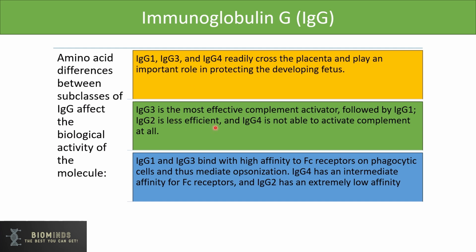Next, IgG3 is the most effective complement activator. What complement is, we have seen in part 2. IgG1 comes after IgG3, IgG2 is less efficient, but IgG4 is not able to activate complement at all. During the phagocytosis process, IgG1 and IgG3 have very high affinity and can mediate opsonization. These terms, phagocytosis and opsonization, we have already covered in part 2. IgG4 has an intermediate affinity and IgG2 has extremely low affinity.